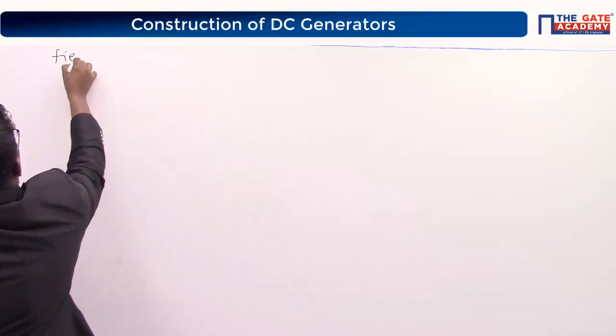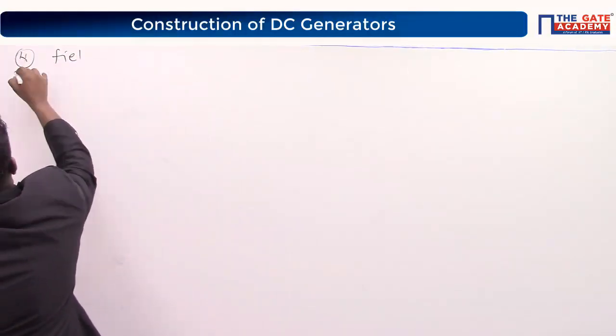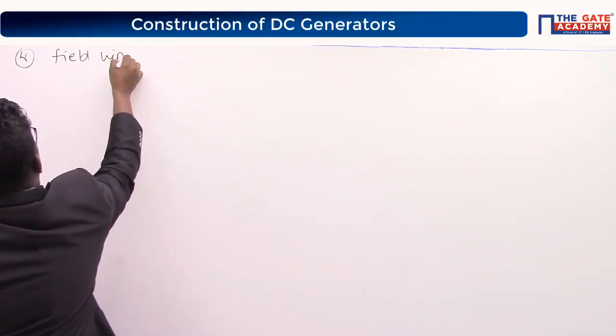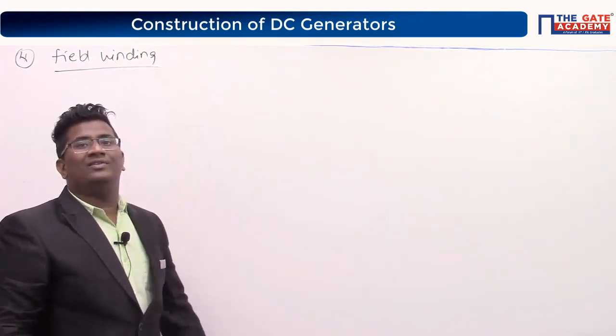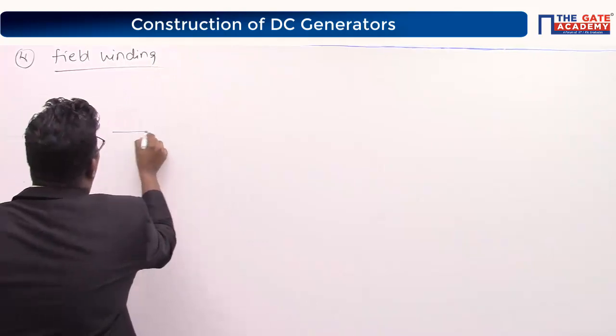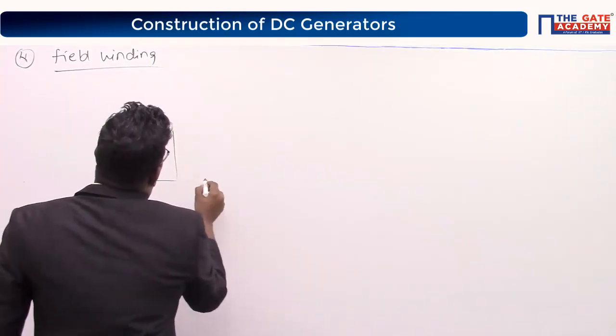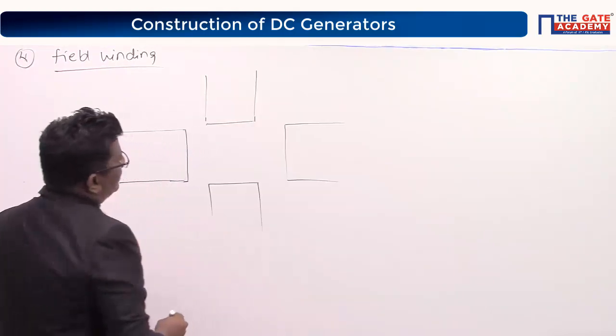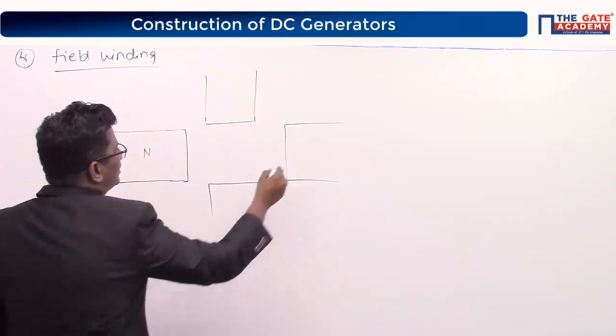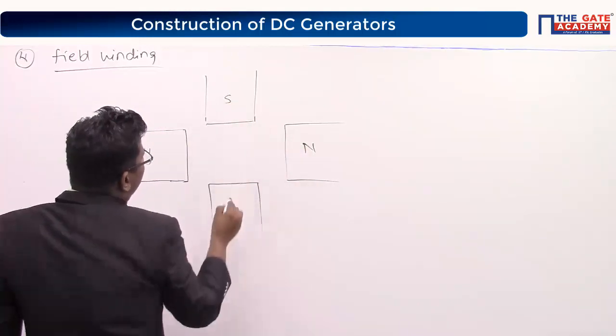The next one, the fourth one, is the field winding. How am I going to deal with this field winding? Let me have 4 poles. This is north, this is also north. This is south, this is south.